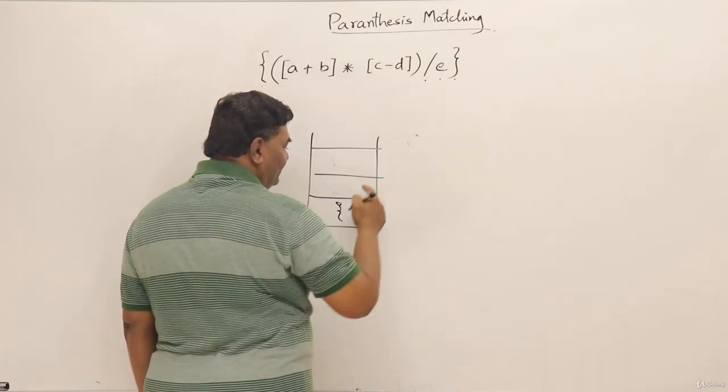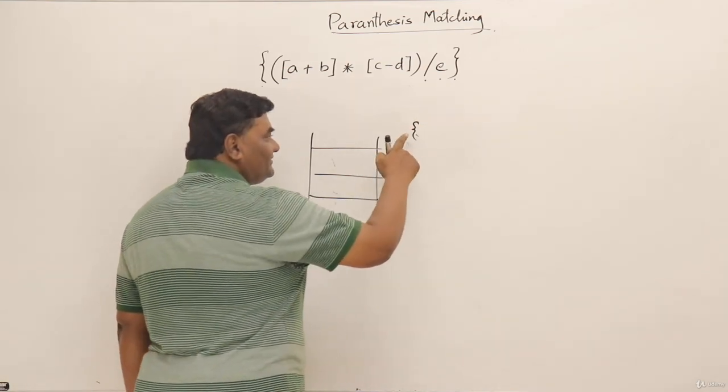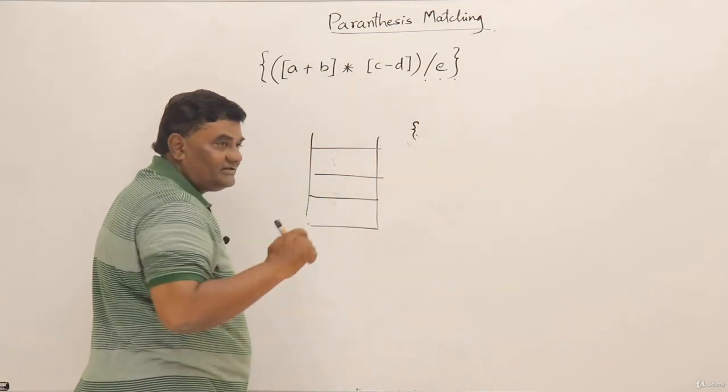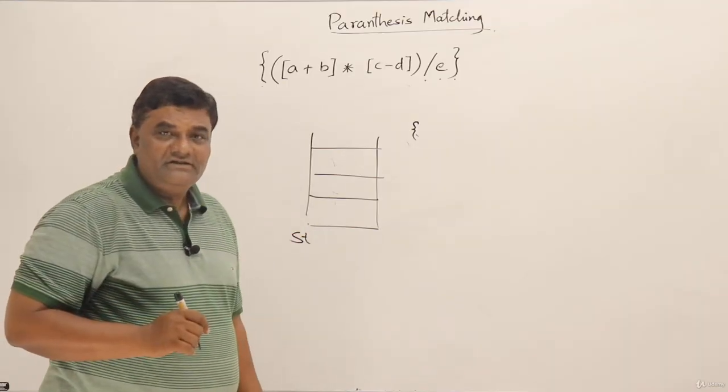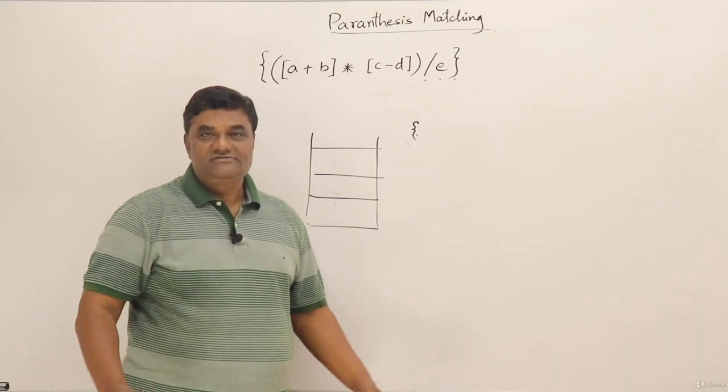Then this is the closing bracket. Pop out the symbol from the stack. So it's a flower bracket, and it's an opening bracket for this one. Yes, it's matching. Everything is matching perfectly. At the end, the stack is empty, so it means the brackets are balanced.